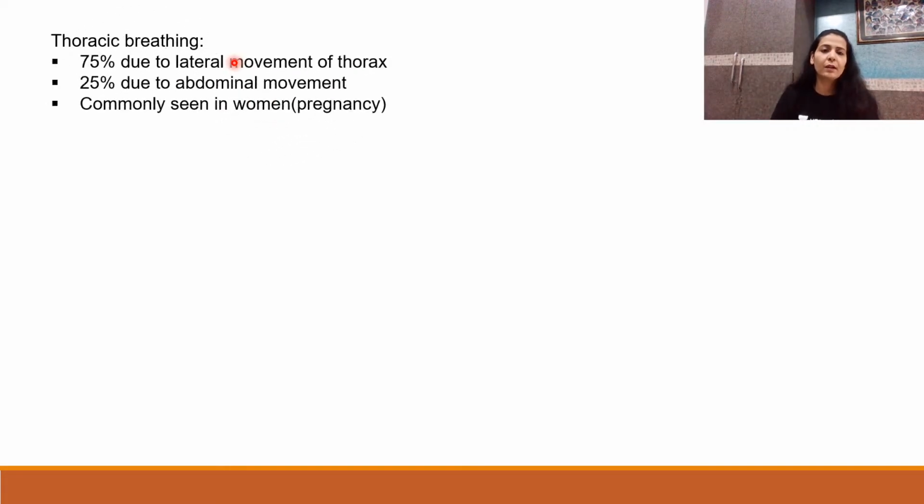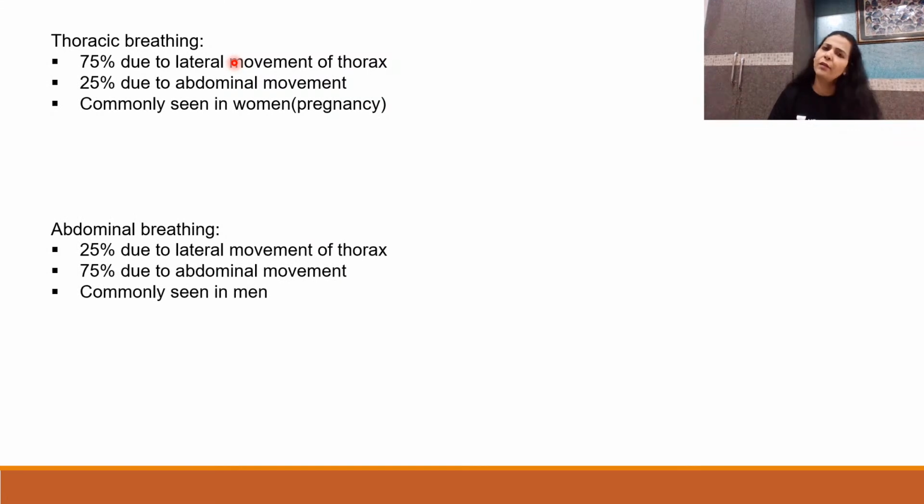All right. So we have come to the concluding part: thoracic breathing and abdominal breathing. We have learned so much about breathing, and now you must be thinking, thoracic breathing is seen in women, right? Thoracic breathing is 75% due to lateral movement of the thorax. The thorax, the chest cavity, moves very evidently, whereas the abdomen doesn't move that much. The lateral movement of the thorax is 75%, but the abdominal movement is only 25%. So when you are looking at the person, thorax movements are very evident. That's in the case of women.